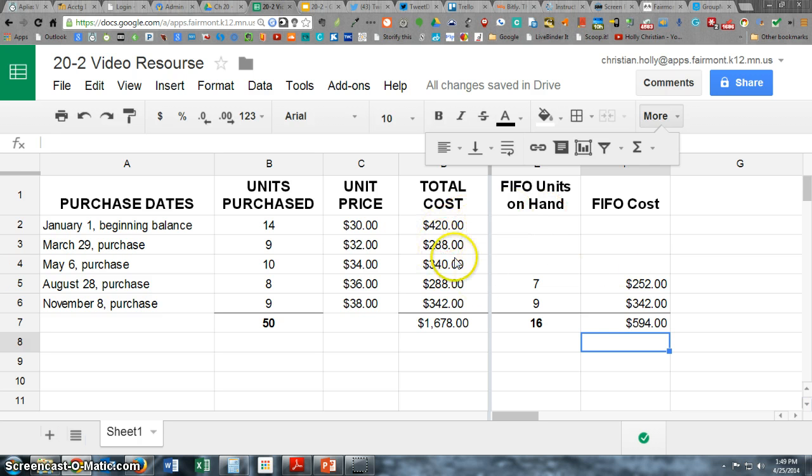My first purchased ones have been sold. They were the first ones out. To figure the value of what's left, I use my most recent purchases and work backwards.